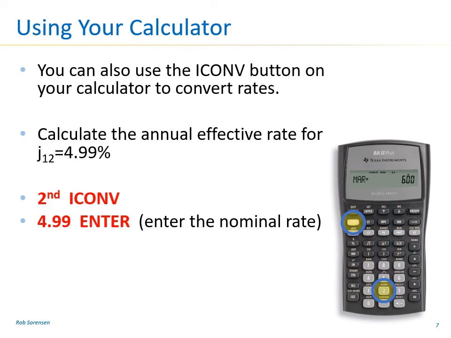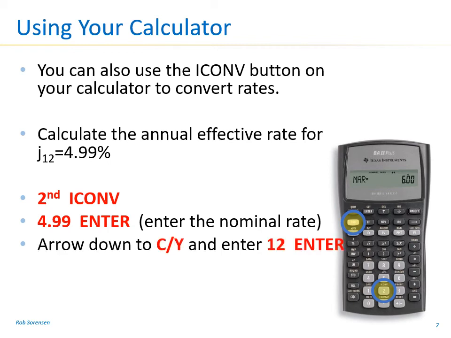Once you've got that, you'll come up with a screen and it'll say NOM on there, and we can enter the nominal rate. Now, the nominal rate is the one that we're given that we want to convert from. So in this case, the 4.99%. So we'll type in 4.99 and press enter. And it'll say NOM equals 4.99.